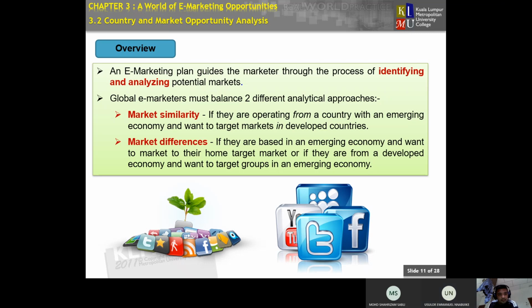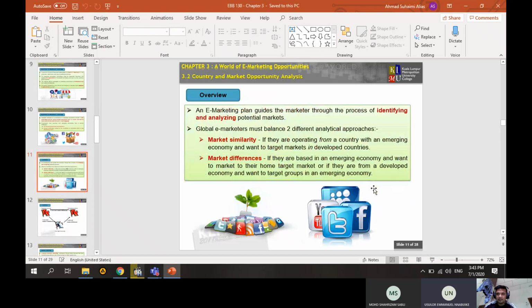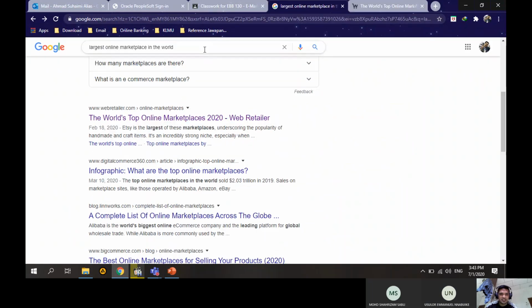Okay, for market differences, like I said, you sell a unique product to a developed country. For instance, Emmanuel, you know durian, is it? The fruit called durian. Emmanuel? Do you know a fruit called durian? Not really. Oh, you living in Malaysia, you didn't know what is a durian, is it? This is rare.